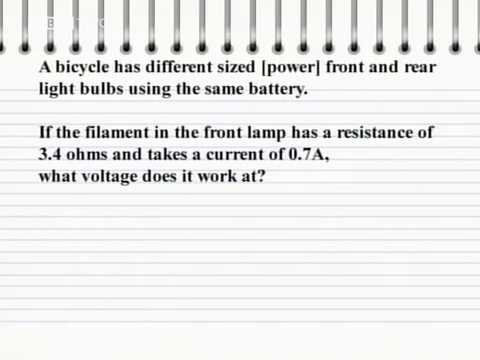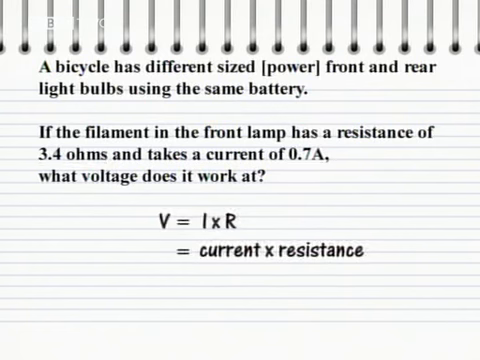Now, we're told that the current through the front bulb is 0.7 amps and that the resistance is 3.4 ohms. From Ohm's law, we know that the voltage V equals I times R, the current times the resistance. So V equals 0.7 amps times 3.4 ohms. That's 2.38 volts. So the battery is supplying 2.38 volts to the front bulb.